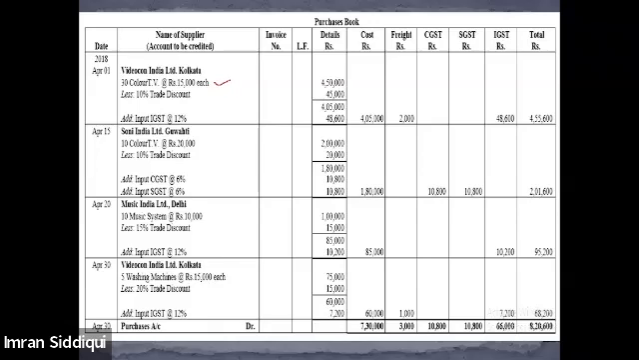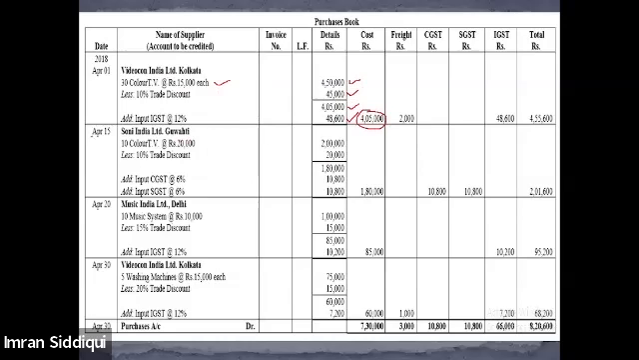Okay. And on that, we got a 10% trade discount, so that will be subtracted, obviously. Subtracting that, we'll get 4,05,000. And on this 4,05,000, we'll charge input IGST of 12%, which will be 48,600. And the total of this will be 4,05,000.